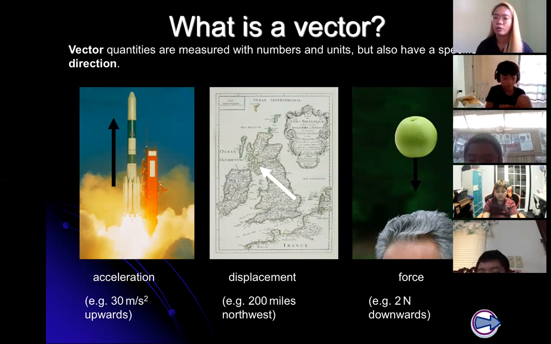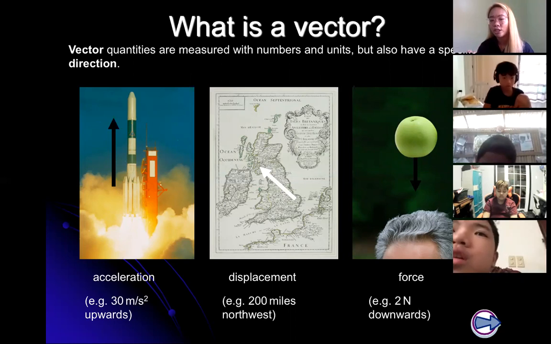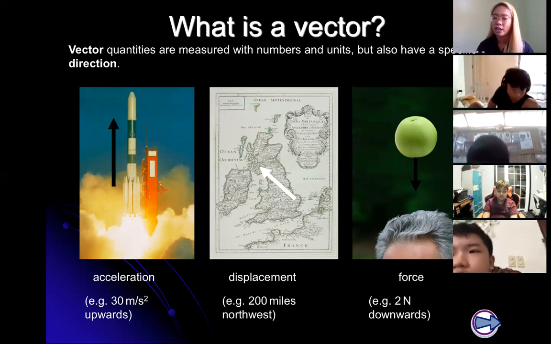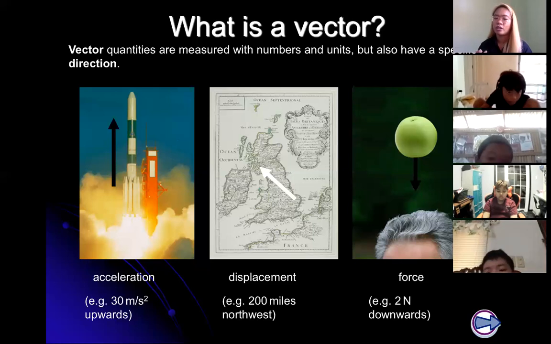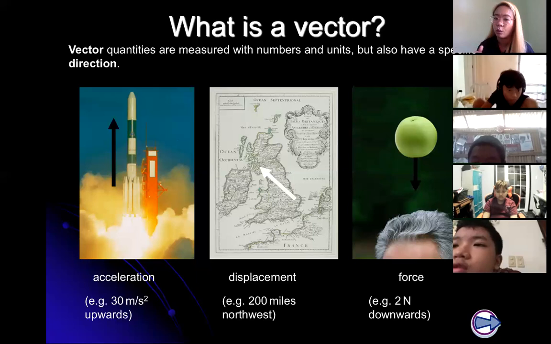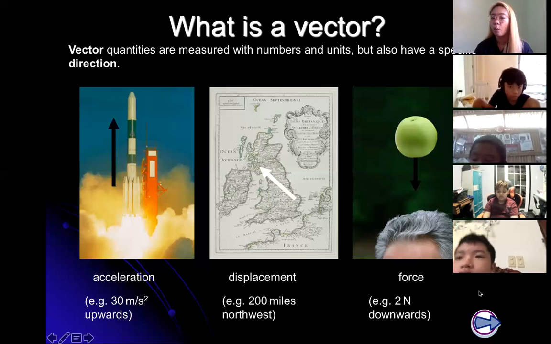So for direction, we have the idea of north, east, south, and west. If you want to be very specific, you can include northeast or southeast, northwest, southwest directions. Or you can be very general in terms of your direction. You can just go up and down. Okay, upward force or downward force, left and right movement, or upward or downward movement. So these are examples of vector quantities.